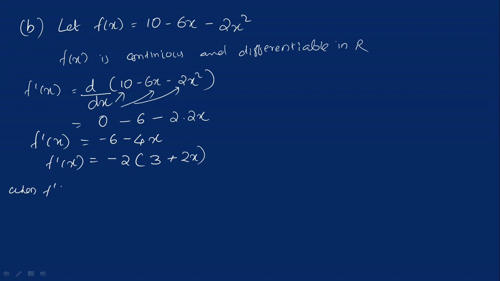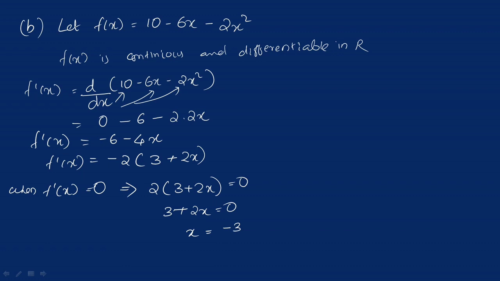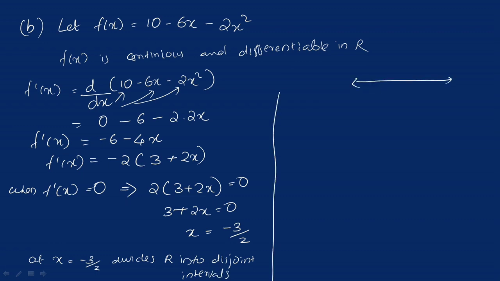Now when f'(x) = 0, we have the equation −2(3 + 2x) = 0, or 3 + 2x = 0. x can be written as −3/2. So x = −3/2, which divides R into disjoint intervals, so we draw a line segment from minus infinity to infinity, and −3/2 is marked in between.